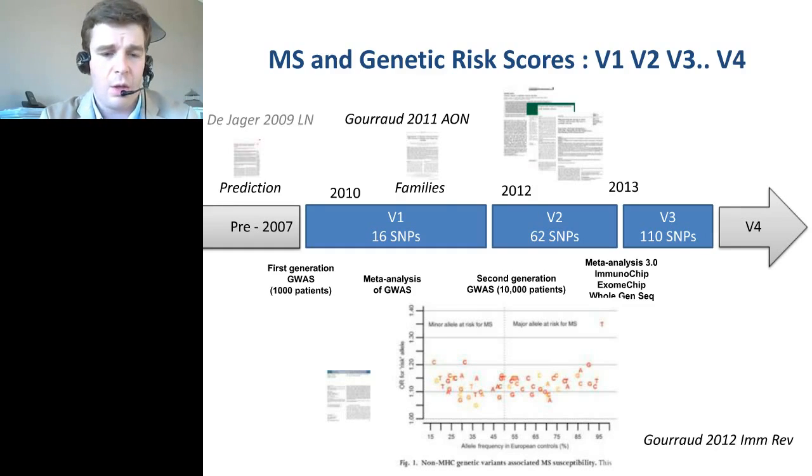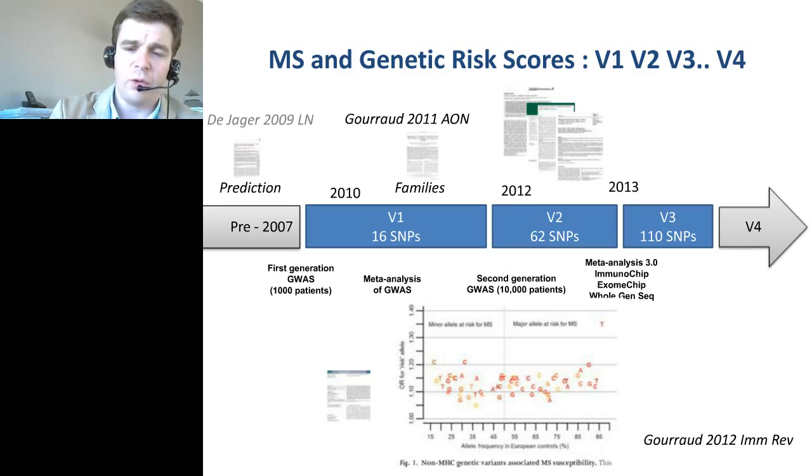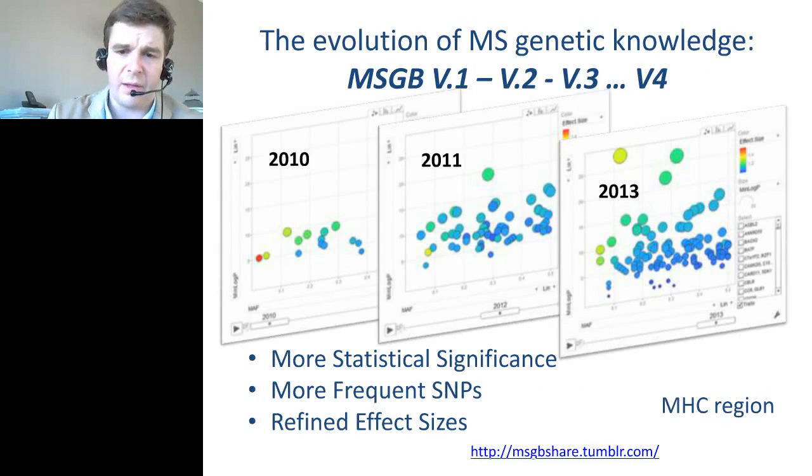Which is almost recent, but sure, a version 4 is also coming, and we are really working on that. We summarize and explain that in a review in Immunological Reviews, and we also show that these markers are extremely diverse in terms of frequency and also their odds ratio, so namely the effect size and their contribution to MS susceptibility. So the evolution of that risk really also shows that our knowledge is increasing over time.